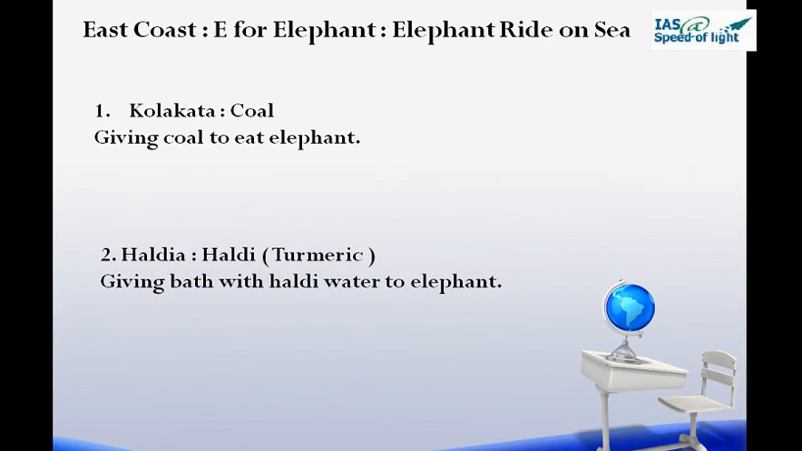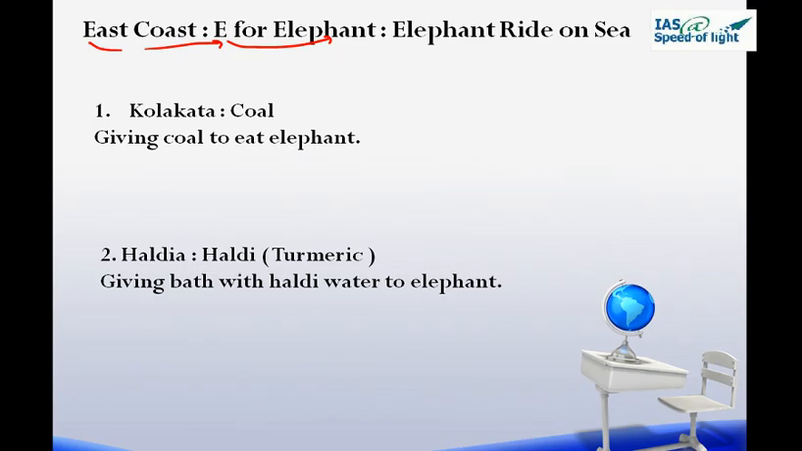We'll start with the east coast of India and the major seaports on the eastern coast of India. From eastern coast, we get E. E for east, and E is also for elephant. So E for elephant, so over east coast it becomes elephant. North is N, south is S, east is E, and west is W. So E for east and E is also for elephant.